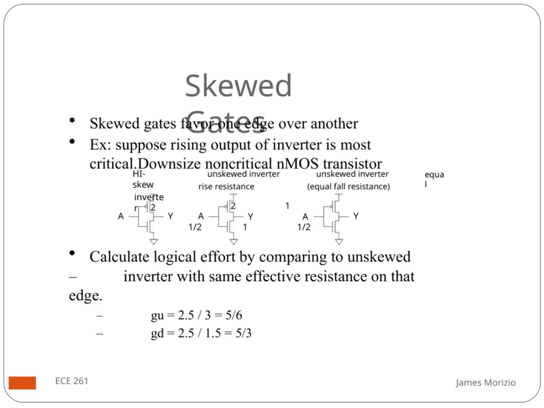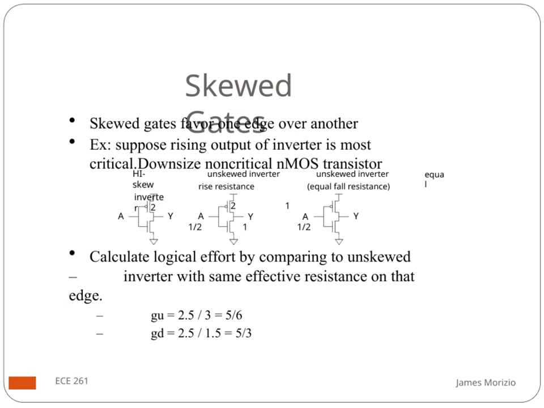Skewed gates are designed to favor one edge of the signal transition over the other. For example, if the rising output of an inverter is the most critical path in your circuit, you can optimize by downsizing the non-critical NMOS transistor. This adjustment helps improve performance where it matters most. To quantify this, we calculate the logical effort by comparing the skewed gate to an unskewed inverter that has the same effective resistance on that specific edge.